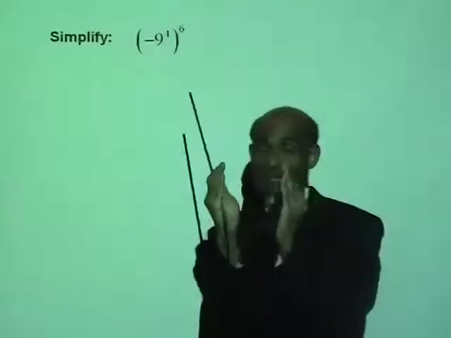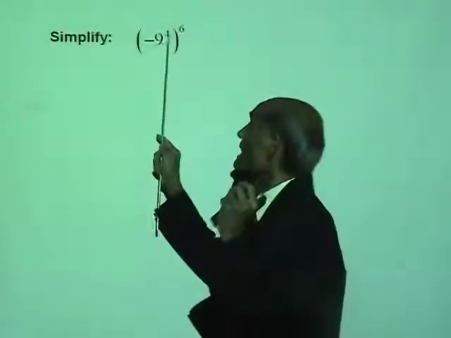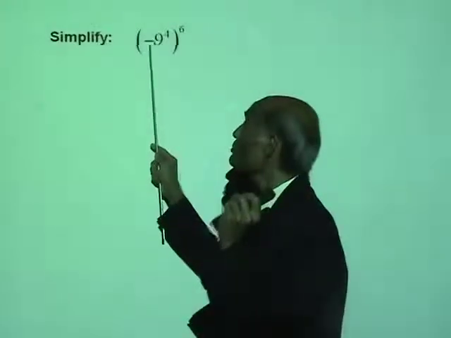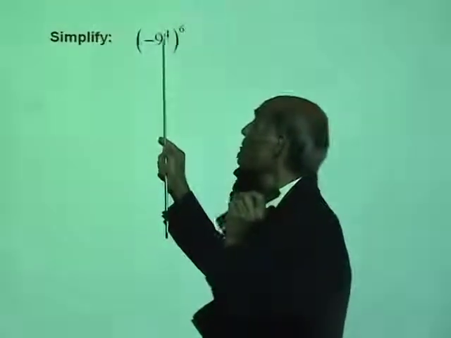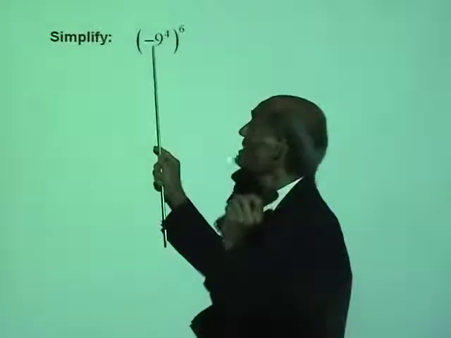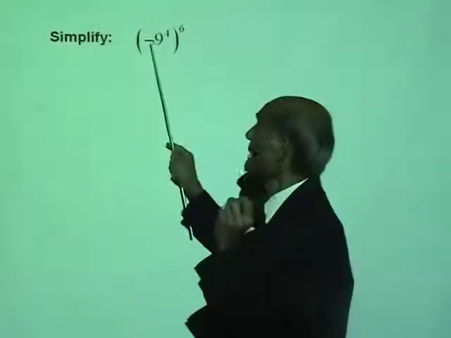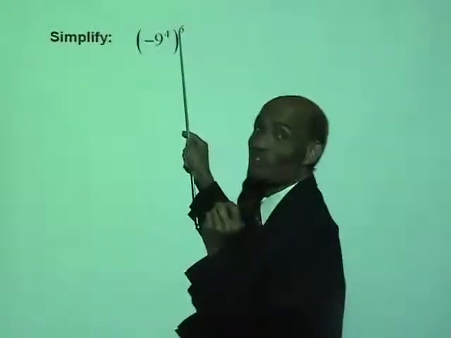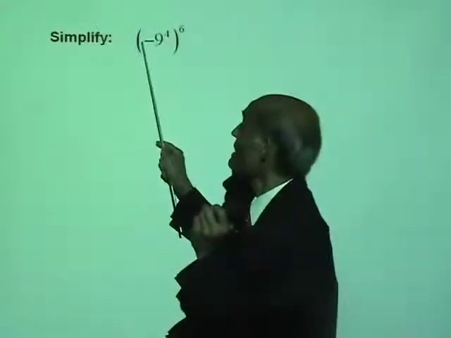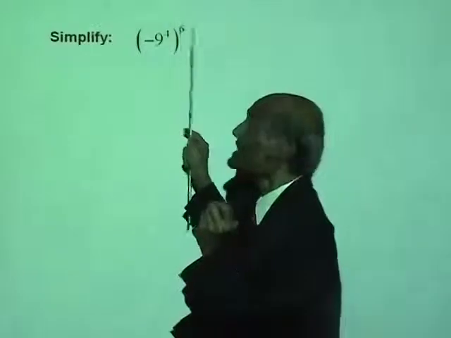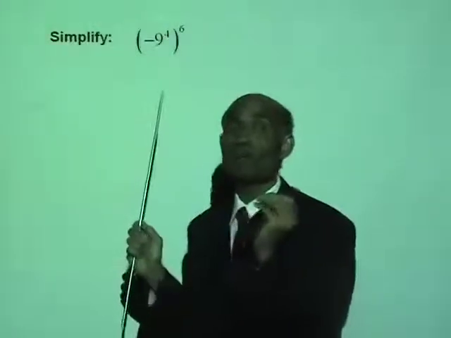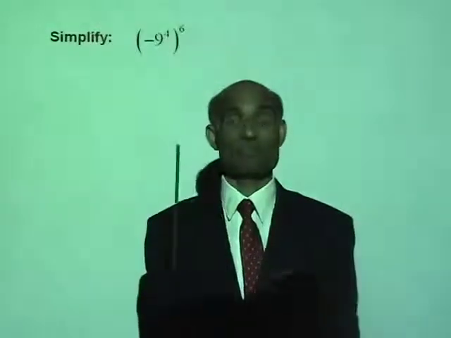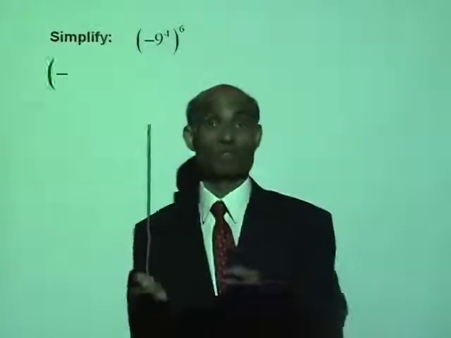Just inside the parenthesis. Now remember, this power 4 does not belong to this negative sign. It only belongs to 9. So that is negative. But that negative sign is now raised to a power 6. So we have a negative number raised to an even power. Will the result be positive or negative? The result will be positive.